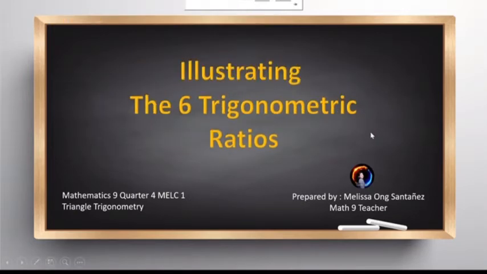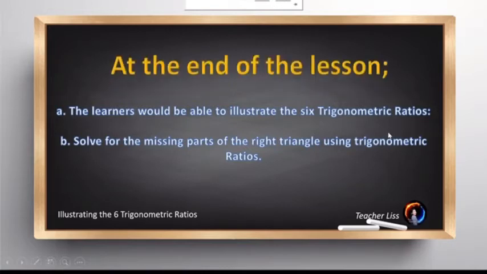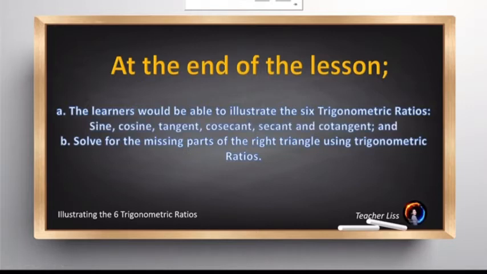So today I will be discussing our first MELC for the fourth quarter of Mathematics 9, which is illustrating the 6 trigonometric ratios. At the end of this video lesson, the learners would be able to illustrate the 6 trigonometric ratios, and those are: sine, cosine, tangent, cosecant, secant, and cotangent. And solve for the missing parts of the right triangle using the trigonometric ratio. I have attached here a few examples so you will be able to learn how to find the values for the missing parts of a right triangle.